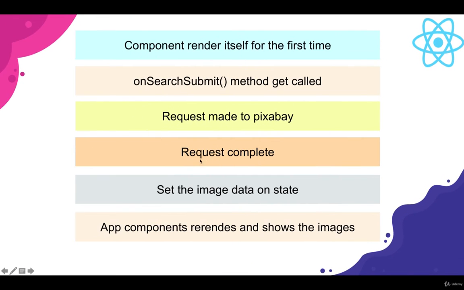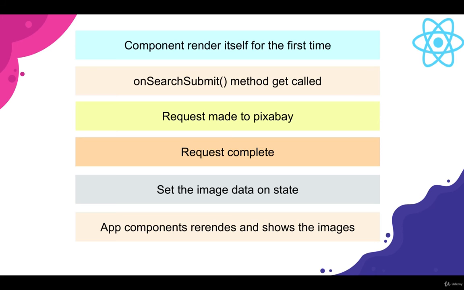And then when we finally get a response, we want to use that image data to update what our app component is showing. And in order to get our app component to re-render, we're going to have to call the setState function. Setting our images as state on the app component will cause it to re-render, and then we can use that as an opportunity to show the list of images.